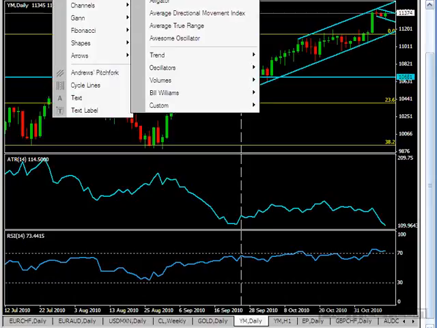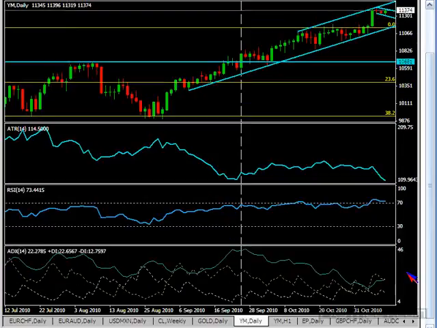Do I use the ADX? Not necessarily, but you can. The ADX, by the way, is the average directional index. There are different ways to use this ADX indicator, and I won't go through it because it's a little bit more complicated, but it certainly can be used to identify range-bound and trending markets as well. So you can use it as well.